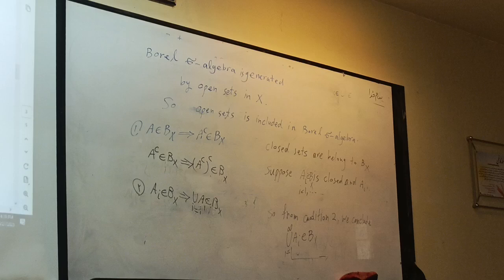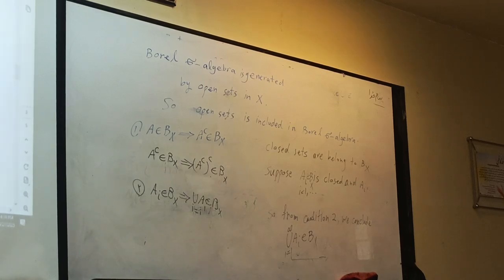And a countable union of closed sets is called F sigma. A countable union of closed sets is called an F sigma set.